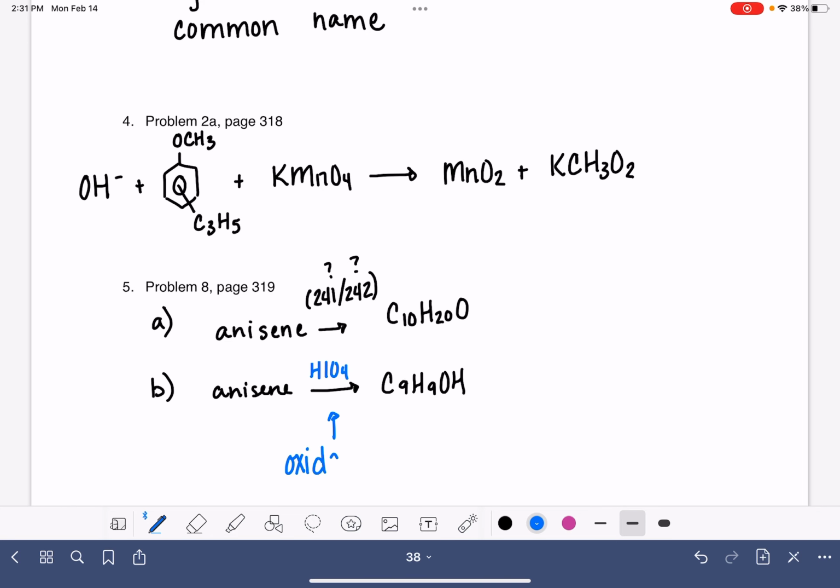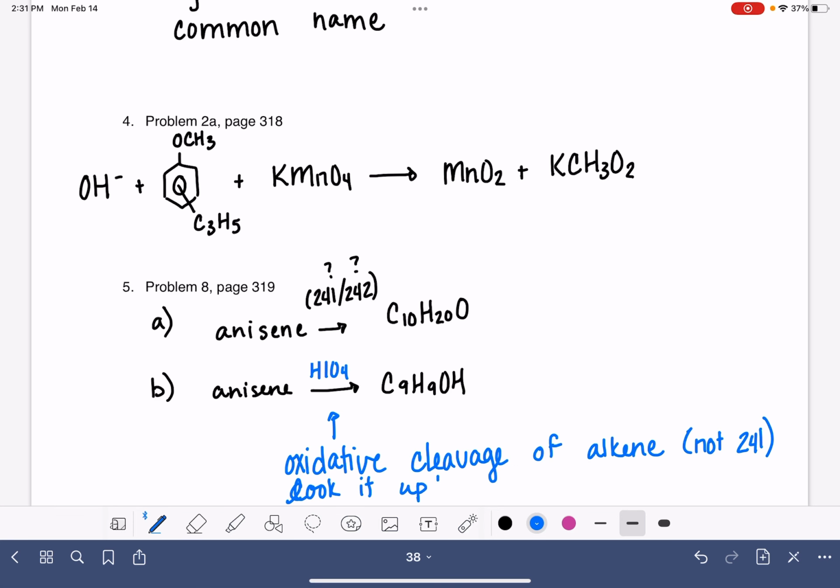This type of reaction is a type of oxidative cleavage that works on an alkene. It's not exactly the same as oxidative cleavage of an alkene that you learned in 241. So it's not going to be like what you learned in 241, but just Google that, look it up on the internet, and you will see some examples of how this reagent works, and you'll get to learn a new reaction. And it's a really easy one, so you'll have no problems finding it on the internet and predicting the product of this reaction.